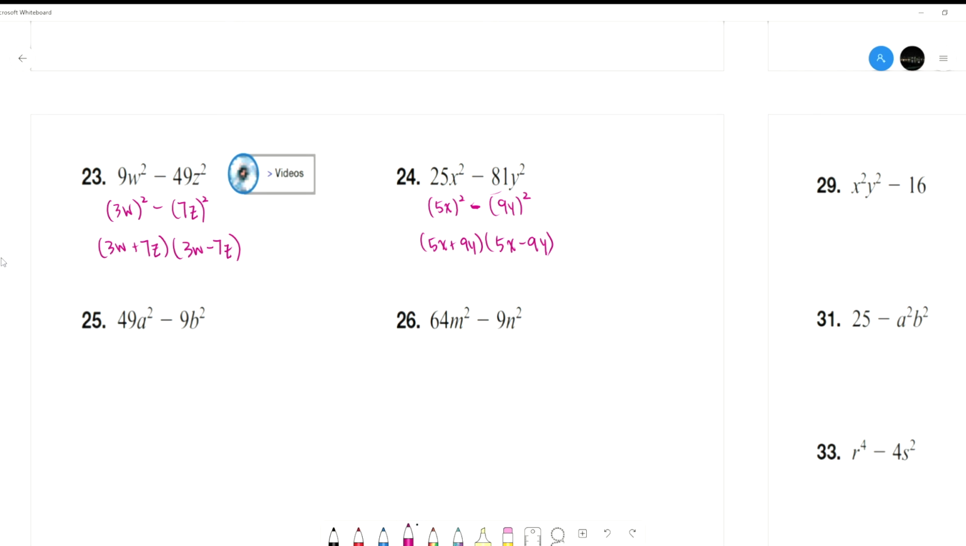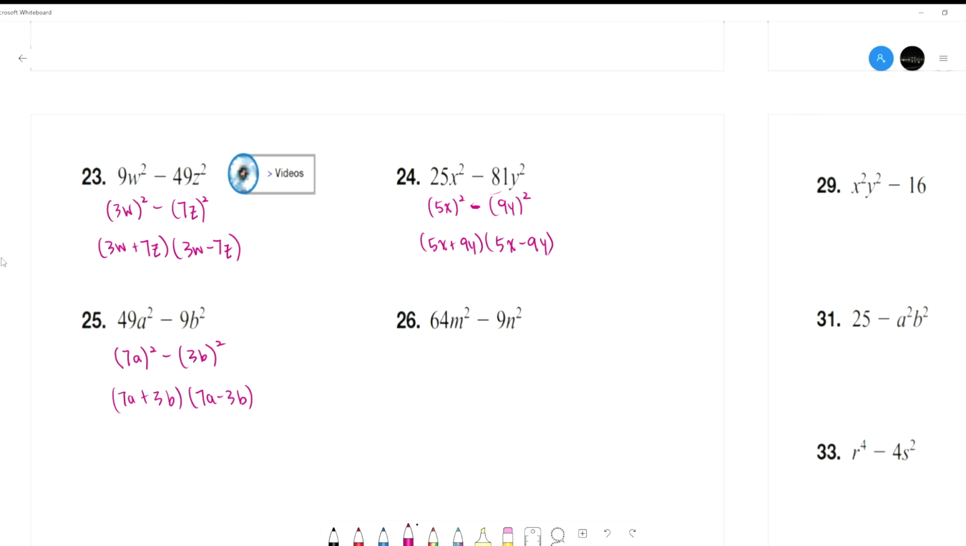Okay, 25. What do we have here? This is a subtraction problem, two terms. So this first one is 7a squared minus the second one is 3b, squared. Difference of squares. So that's 7a plus 3b times the quantity 7a minus 3b. Right? Okay, last one here.